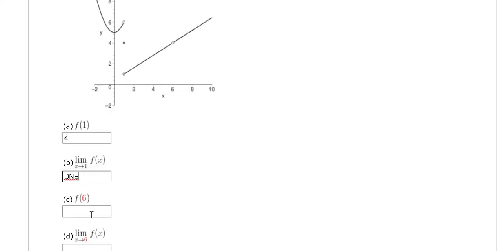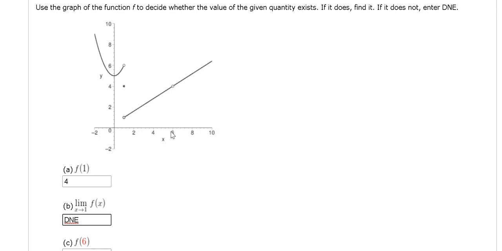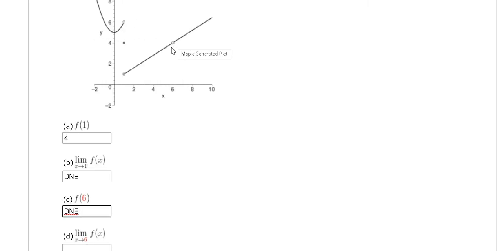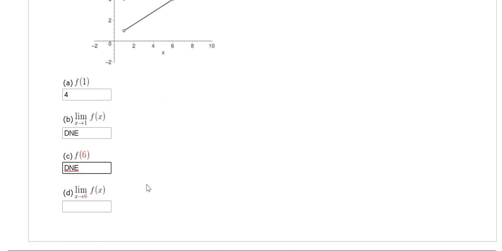f of 6 is the y value when x is equal to 6. So if we go over to 6 here, you'll notice there's actually a hole in the y value. There is no solid dot anywhere. So in this case, f of 6 is undefined. The problem wants us to enter D and E, so we'll enter D and E. So again, there's a hole. If it was filled in, then the answer would be 4, but it's not, so it's D and E.